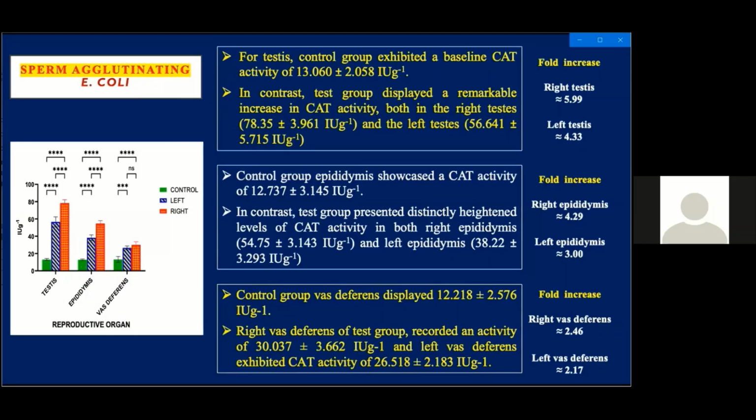When the level of catalase activity was observed in the tissue homogenates, again it was found that there was a significantly increased level of CAT on the right-hand side as compared to the left-hand side. Again the increase was much more in the testes as compared to the epididymis and the vas deferens. So as we have seen in case of the MDA level, catalase activity also followed the same pattern.